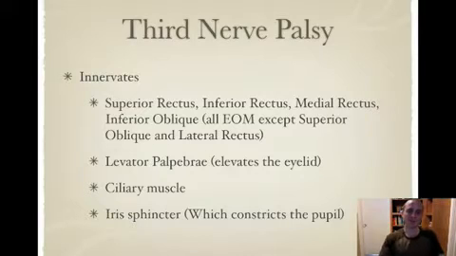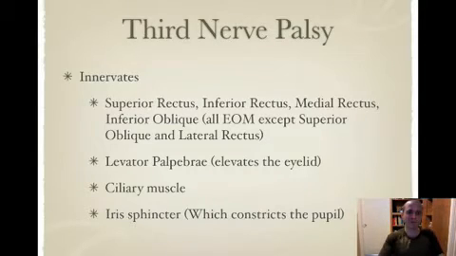So let's go through what the third cranial nerve innervates. We know it innervates the superior rectus, inferior rectus, medial rectus, and inferior oblique as well. Basically all your extraocular muscles are innervated by your third nerve except for the superior oblique and the lateral rectus. And it's those two muscles that aren't innervated by the third nerve that give you some of the ocular findings when your third nerve is out.